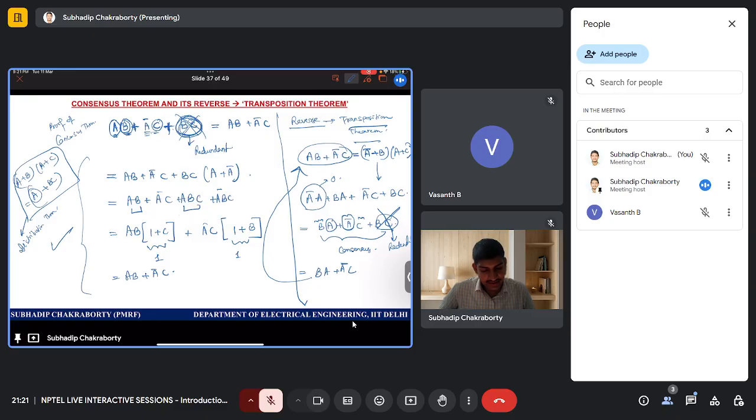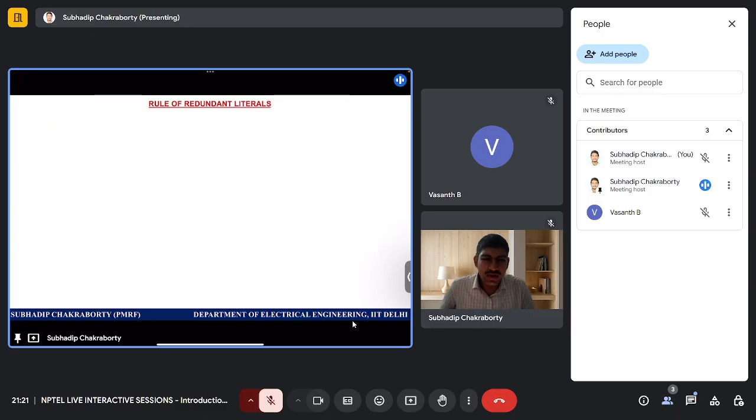And you have the very useful De Morgan's theorem. And I told you the rule of redundant literals, that if you have A plus A bar X, then you can treat A bar as redundant, which becomes A plus X. This is also a helpful tool.